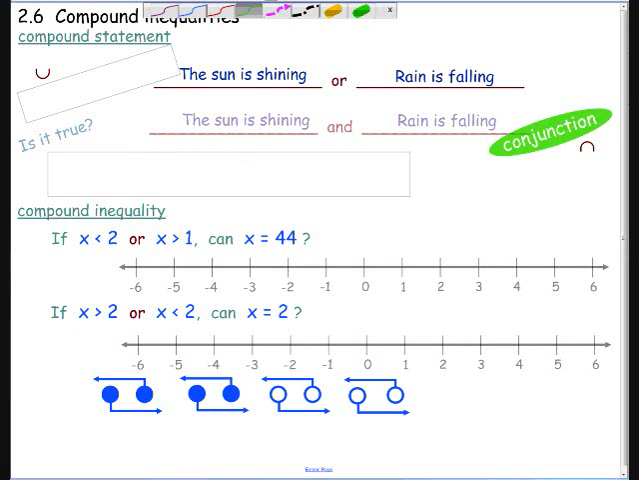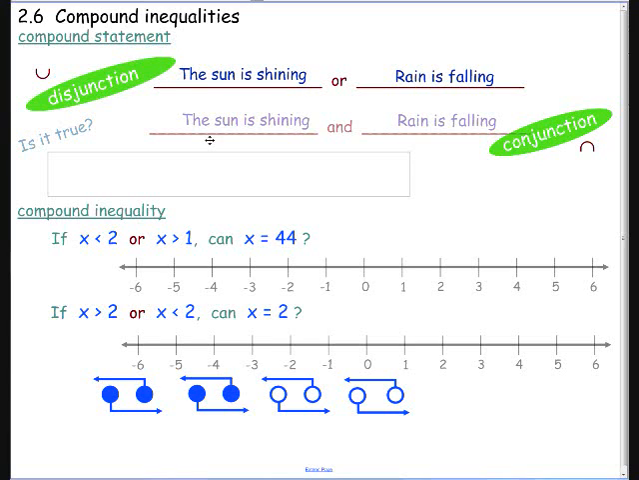Compound inequalities. We're now going to move from conjunctions to disjunctions. Now we're going to say the sun is shining or rain is falling. So this statement is true even if rain is not falling, as long as the sun is shining, and vice versa. So as long as one of those is true, the whole statement is true.